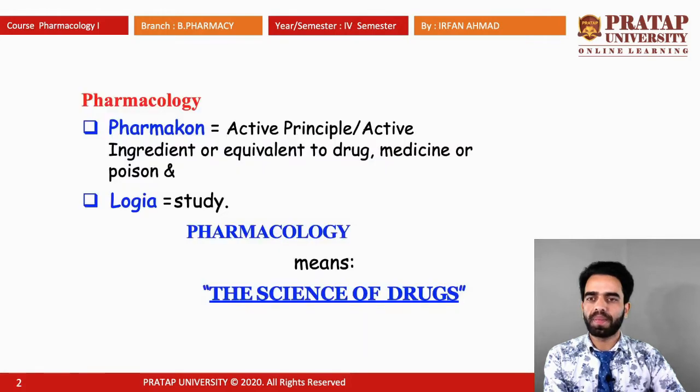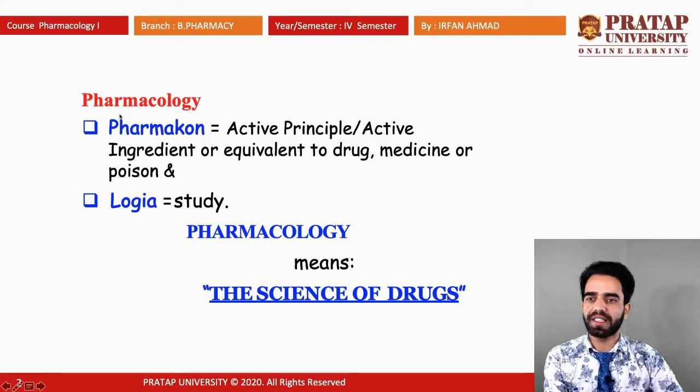So let us start. First of all, we must know what pharmacology means. In simple terms, pharmacology is basically the science of drugs. We can say that pharmacology is the study of drugs. In this subject we study drugs, their mechanism of action, their adverse effects, their uses, their contraindications, and what the body does to them, like absorption, distribution, metabolism, excretion. All these aspects we study in pharmacology.